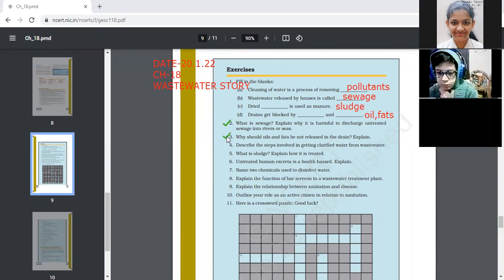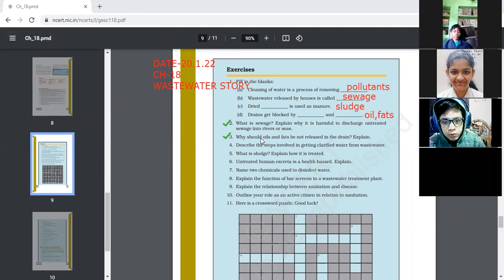Next, question number three is, why should oils and fats not be released in the drains? So what is the reason behind it? Yes, Vansh. Okay, ma'am. Oil and fats should not be released in drains because they harden, get frozen, and block the pipe and get clogged in the soil. Okay, it clogs the drain and hardens the drains. So these are the reasons why oil and fat should not be released into the drain. Children, you can get this question on better housekeeping practices. We had already done three points, so it's written there.